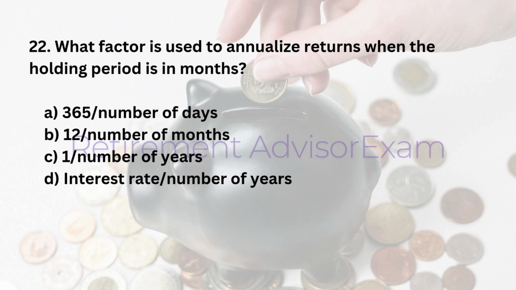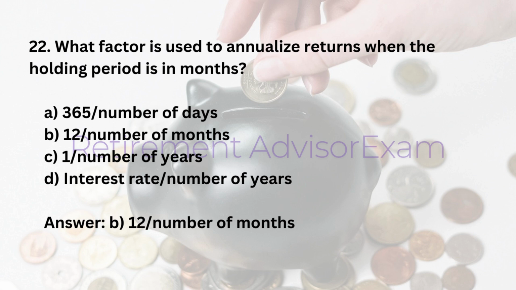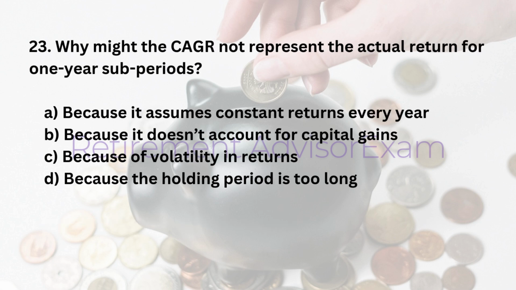22. What factor is used to annualize returns when the holding period is in months? A. 365/number of days. B. 12/number of months. C. 1/number of years. D. Interest rate/number of years. Answer, B. 12/number of months.